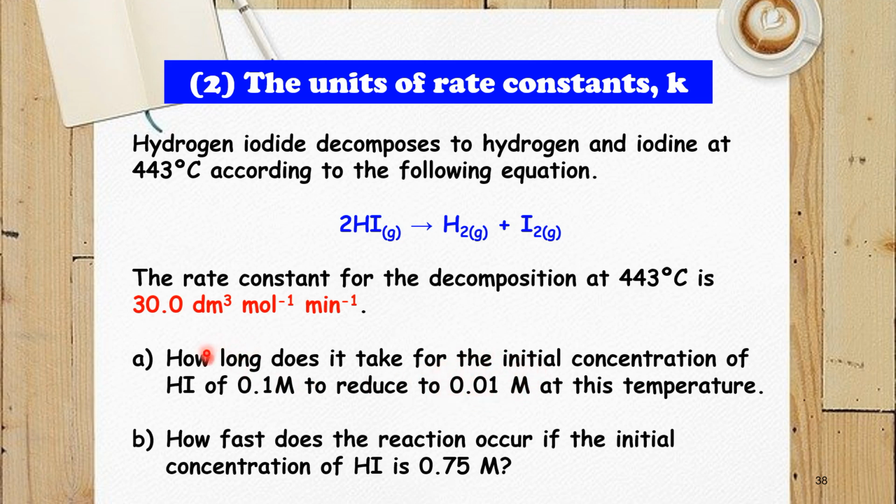So how long here means that we want to calculate the time taken for the concentration of HI to become 0.01 molar. Okay, and then B, how fast does the reaction occur if the initial concentration of HI is 0.75 molar? So, how fast here refers to the rate, whether the rate of reaction is fast or slow. And then this is the initial concentration of HI.